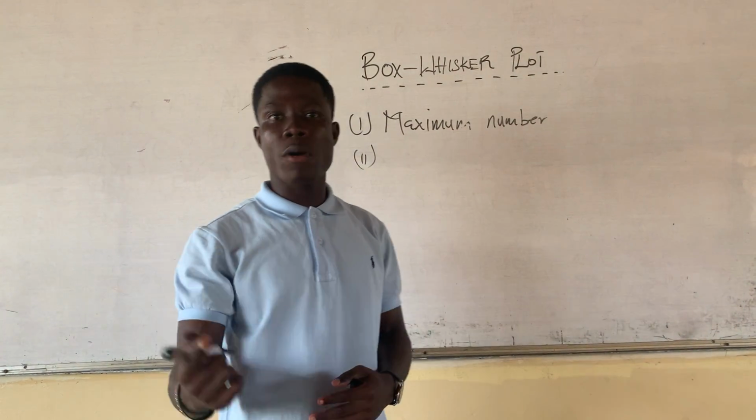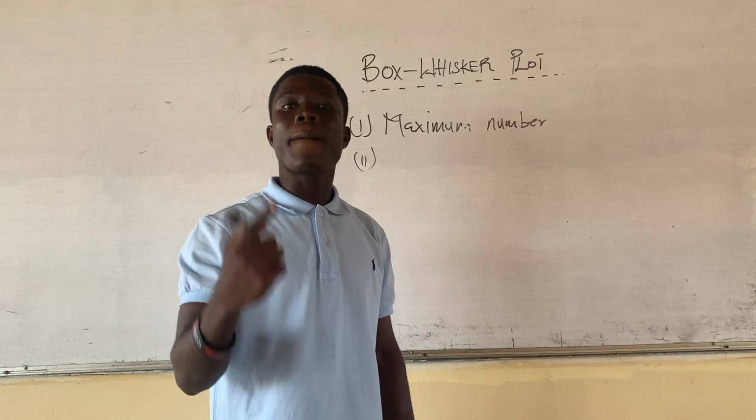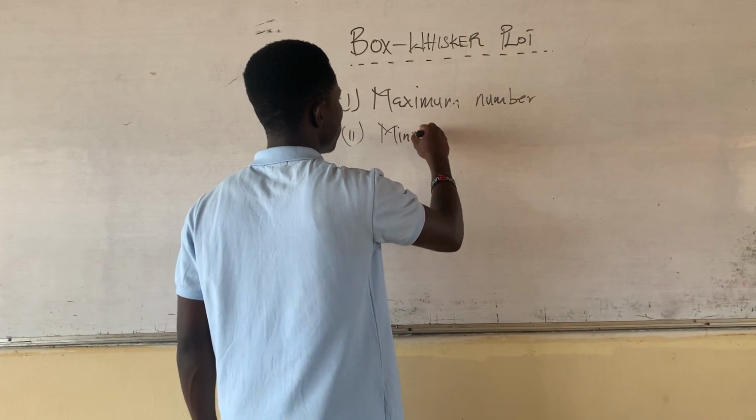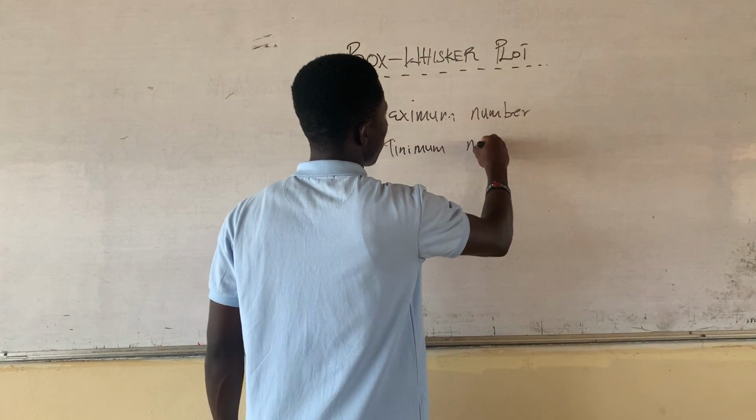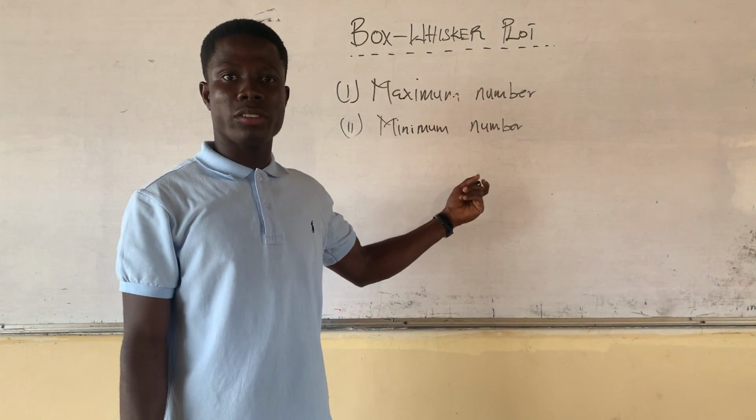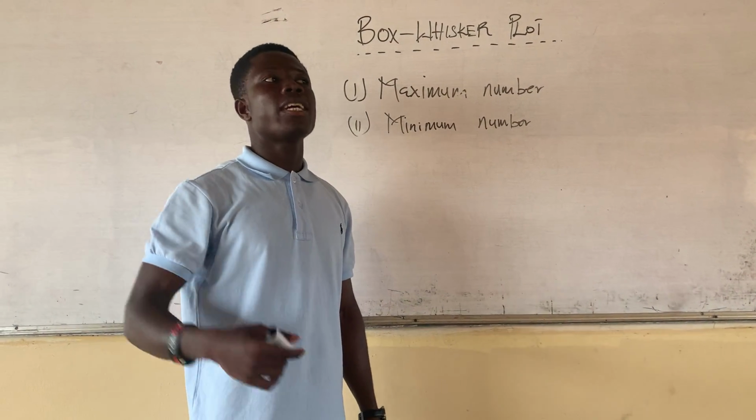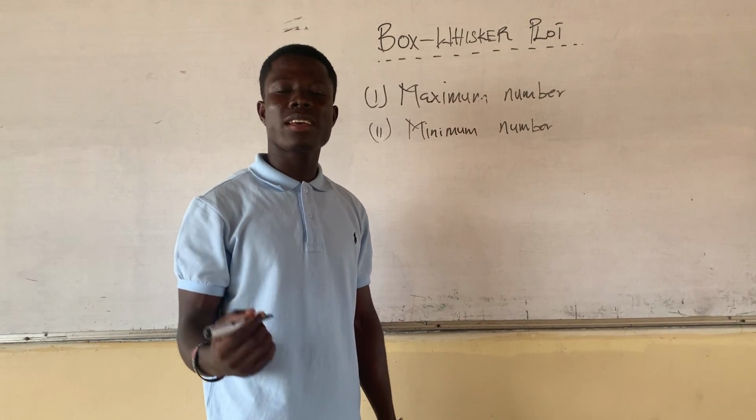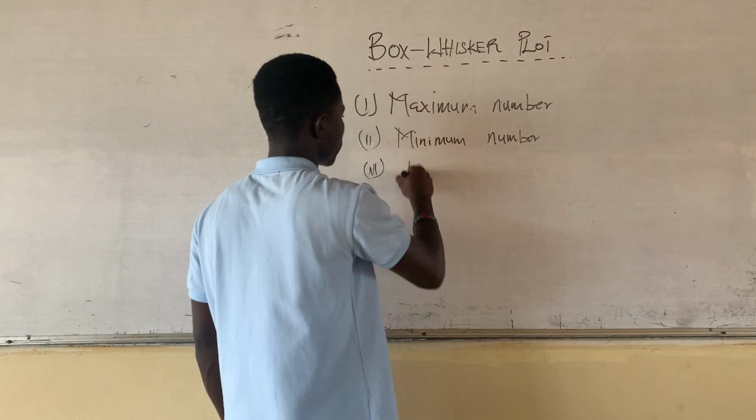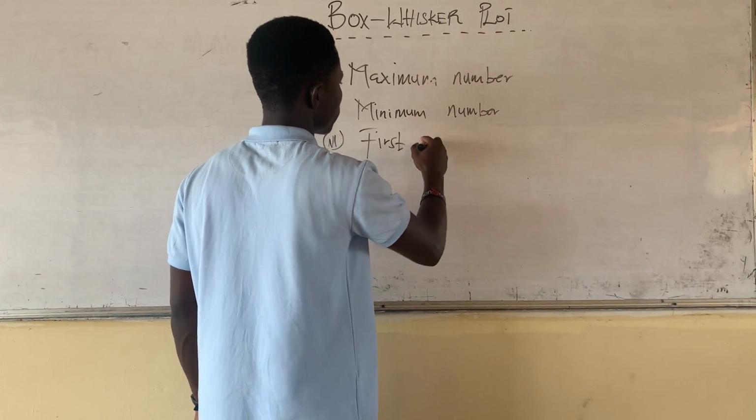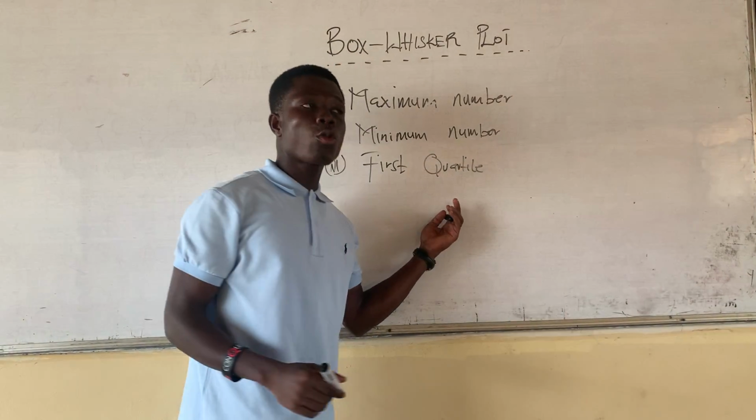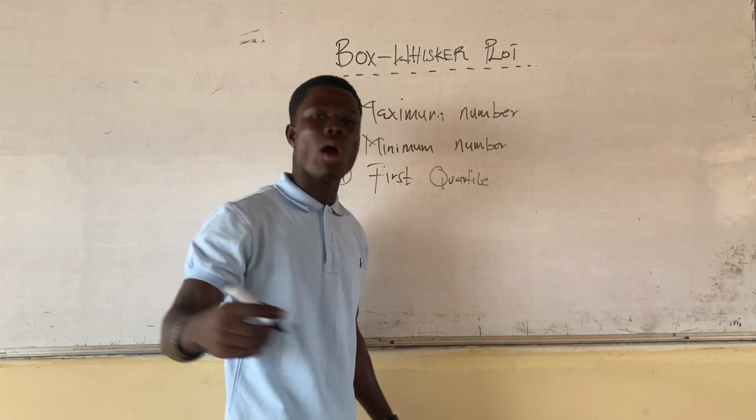The second property of a box and whisker plot is that it has the minimum number. This is the second property of a box and whisker plot. Now let's move on to the third property. The third property of a box and whisker plot is that it has the first quartile. The first quartile is denoted by Q1.